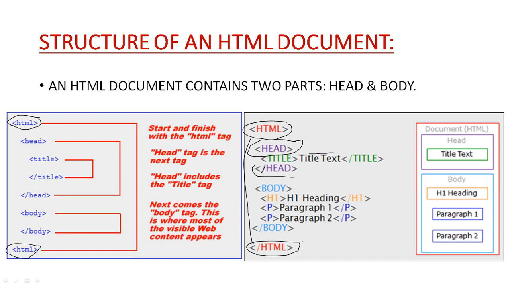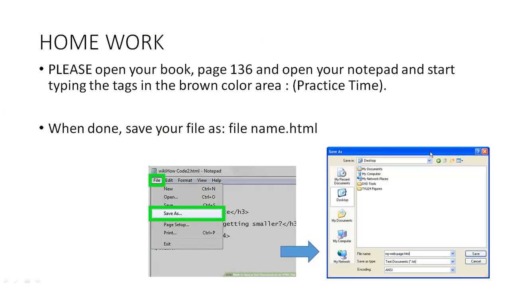Now, what I require from you is to open your computer book at page number 136. There is a practice time which is in brown color. Please open your Notepad and type the text, and then save your document by using Save As. When you save it, please don't forget to write an extension. After writing the name of your file, write the extension .html and then save it on the desktop. It will open in the browser.